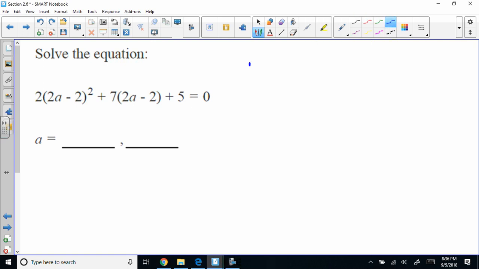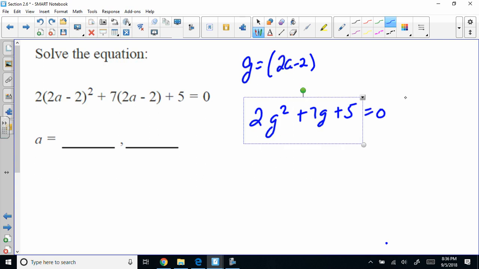So I'm going to say G is equal to 2A minus 2. If I do that, that gives me 2G squared plus 7G plus 5 equal to 0. So it ought to be factorable, right? What multiplies to give me 10, adds together to give me 7, right? What's 2 and 5? Now, I taught you the other day, and I said, guys, normally, hold up, friends.